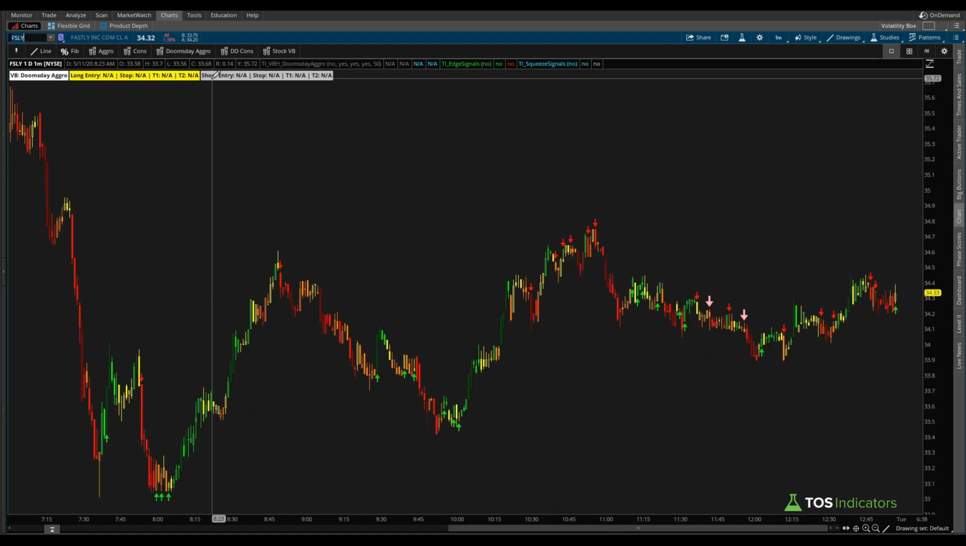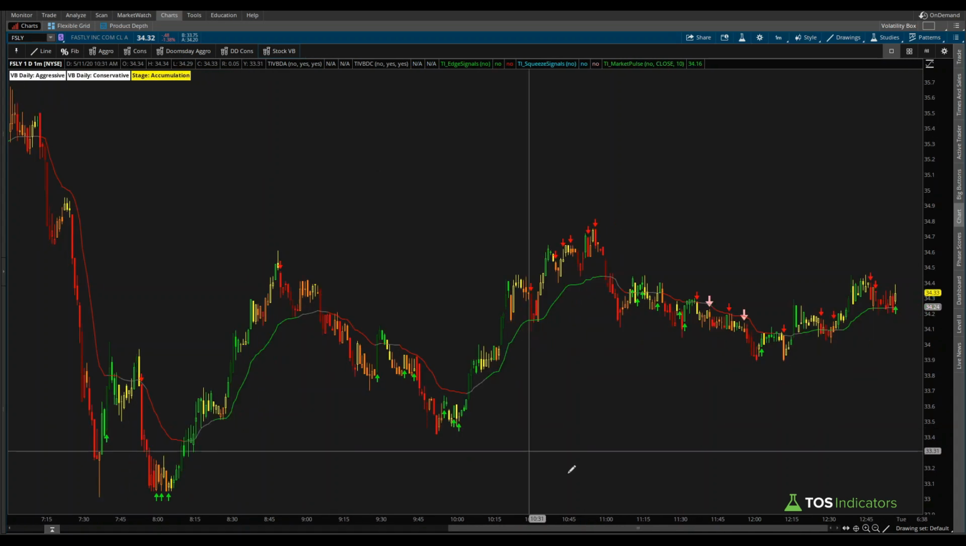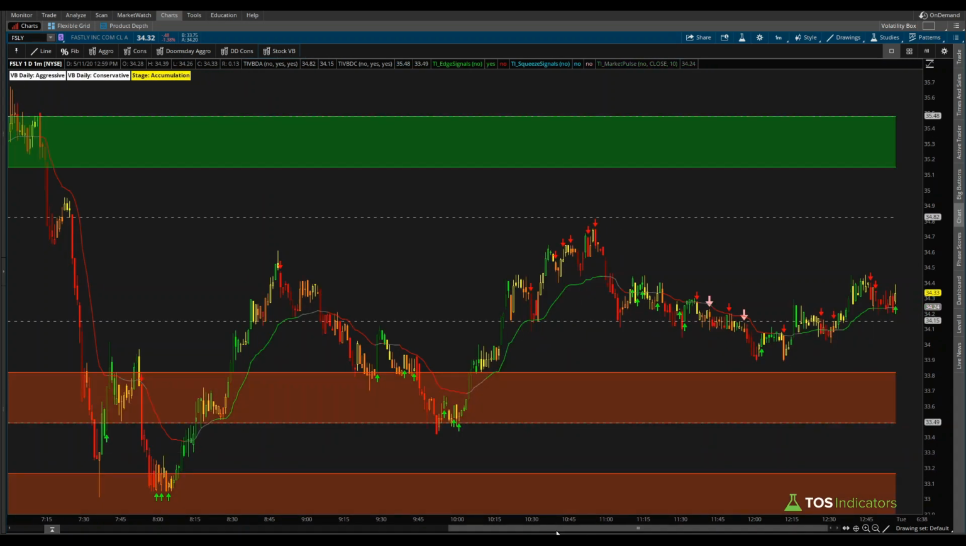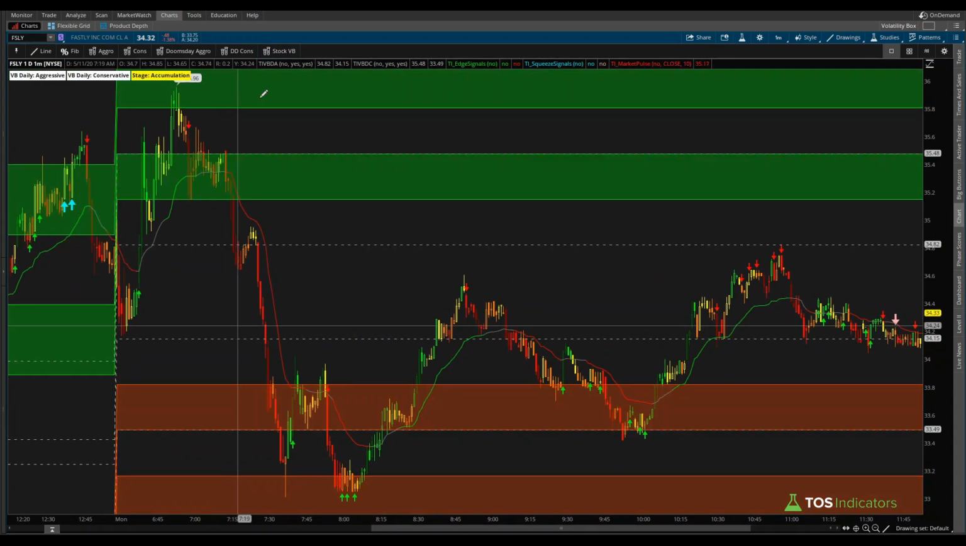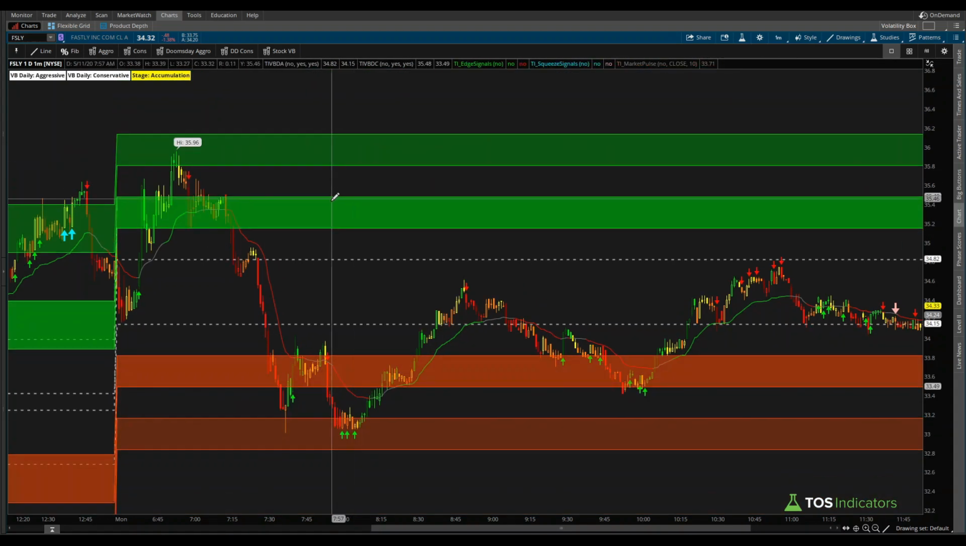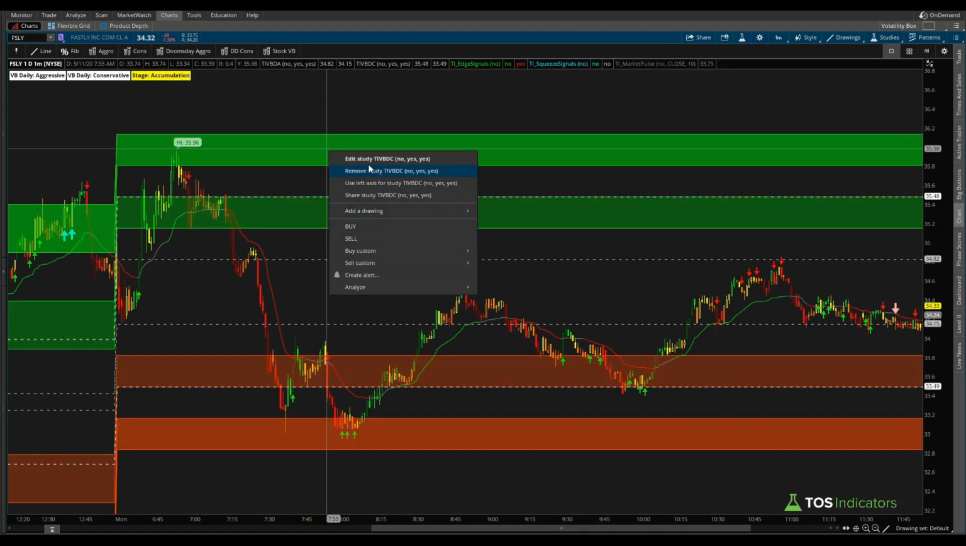So now if we switch gears just a little bit, let's head on over to a chart of FSLY here, and we'll load up our stock volatility boxes. So here you should see we have two volatility boxes plotted, our aggressive and our conservative. So let's start with just the aggressive and then load in the conservative as well to kind of take you through what the entire day looked like.